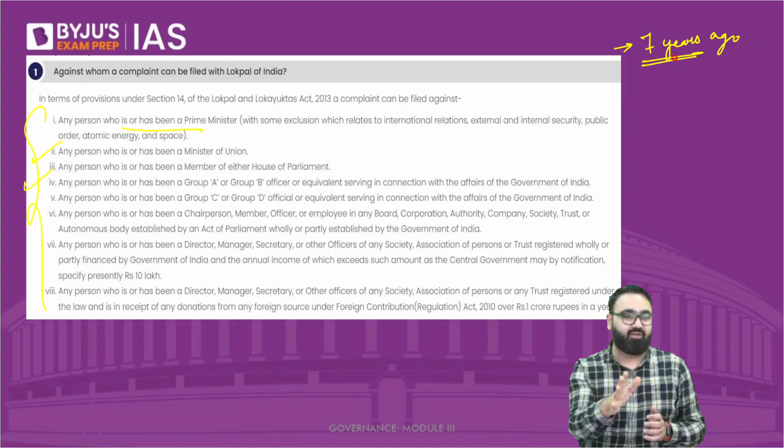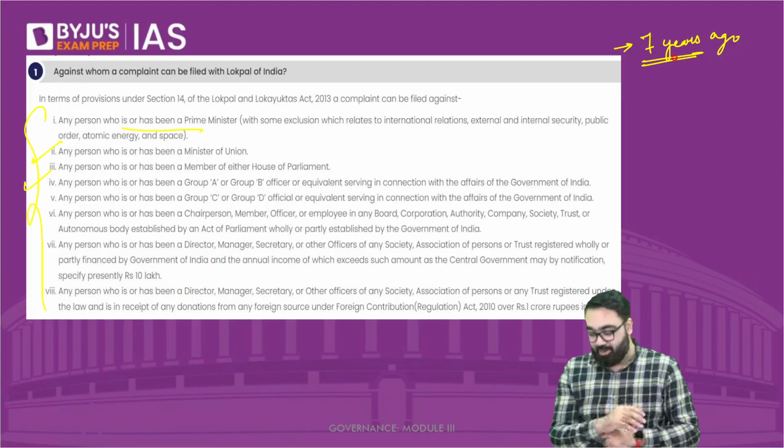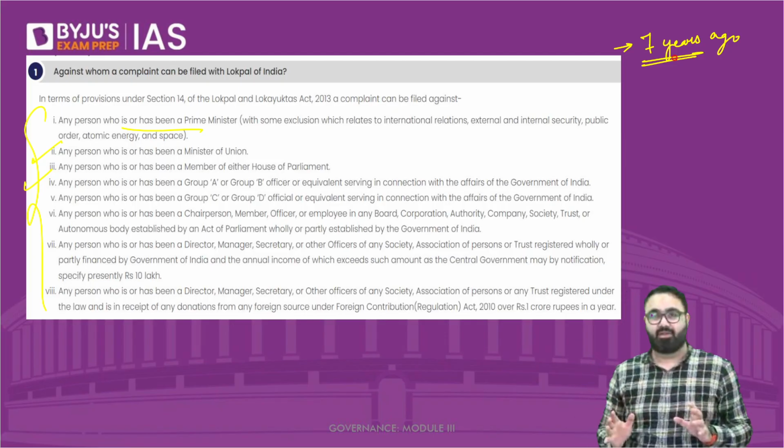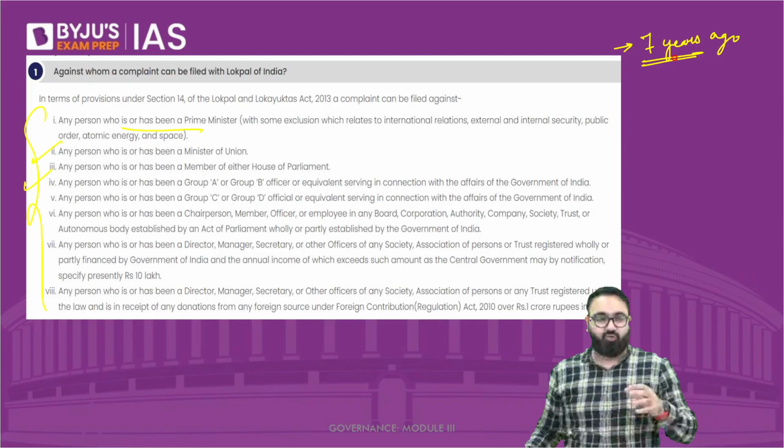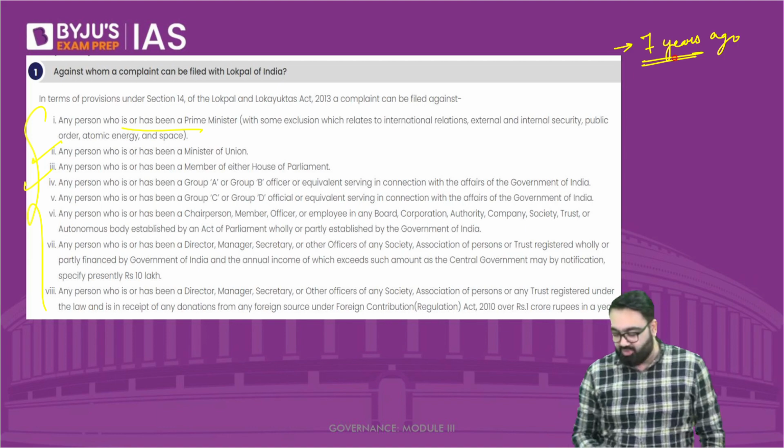So no, you cannot file a complaint against Dr. Manmohan Singh, not because of Congress or BJP, but because of the time period. Now, this photo or this snapshot also tells you other things as well.